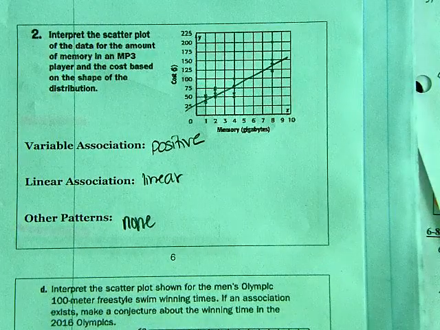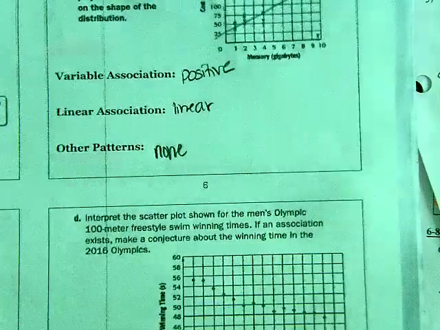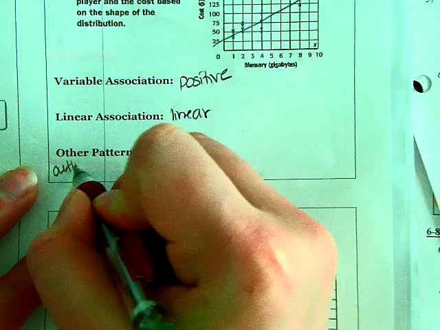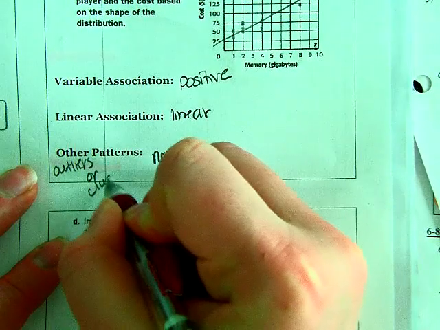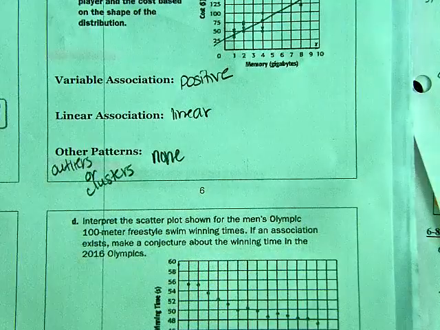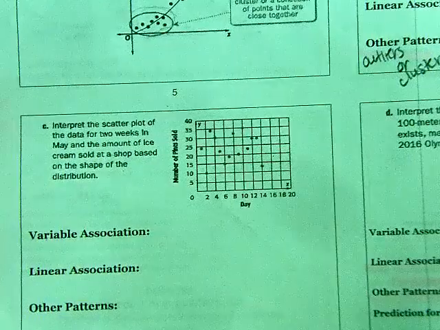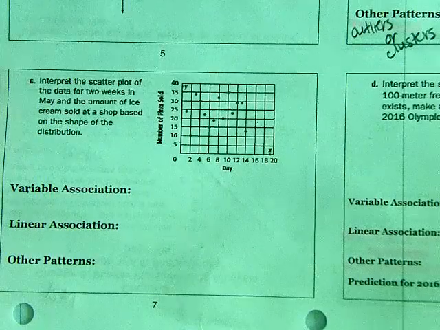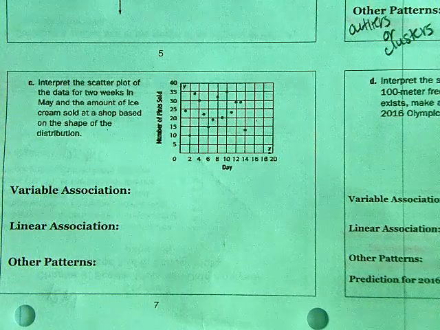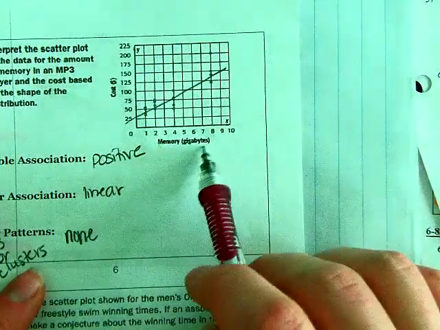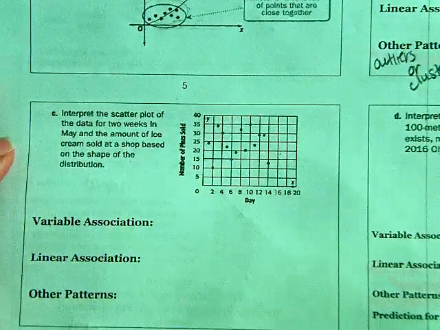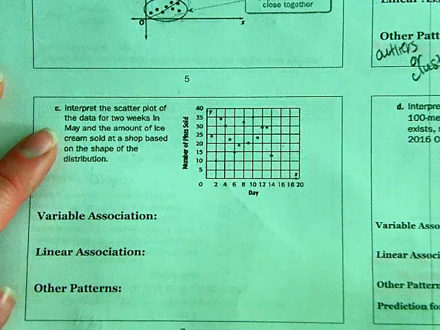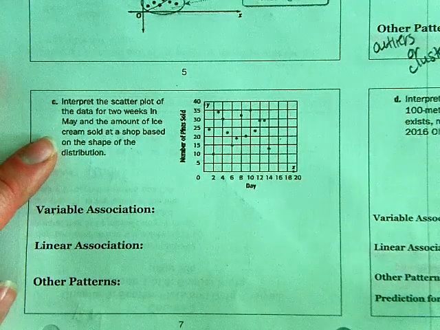Okay, so those are the three things you're going to be looking for. And other patterns would be outliers or clusters. That's what you would identify there. So in this one, interpret the scatter plot. This also means that the more memory it has, the cost goes up. That makes sense. Interpret the scatter plot of the data for 2 weeks in May and the amount of ice cream sold at a shop based on the distribution.